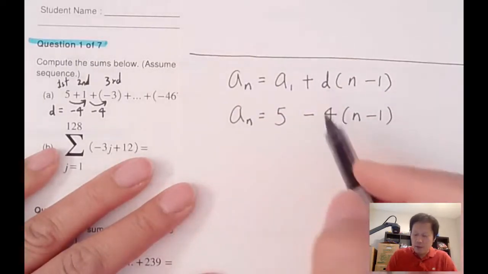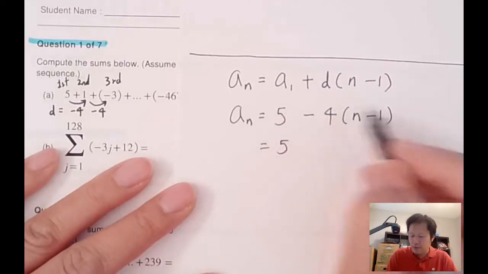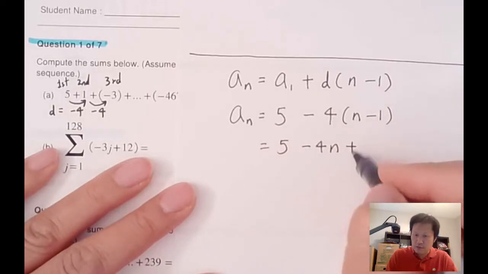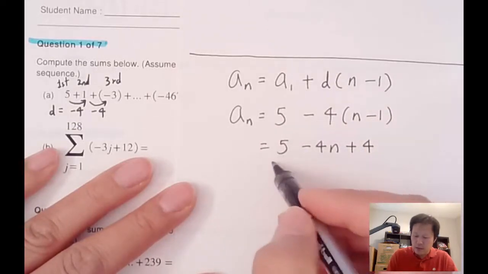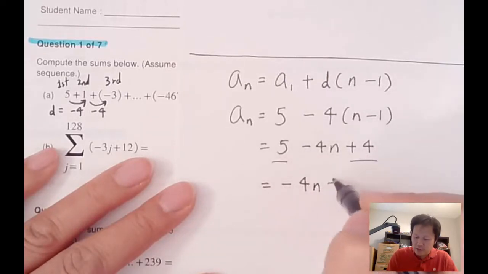Let's simplify it here. So 5 plus minus 4 times n minus 4 times minus 1, plus 4. Combining like terms, 5 plus 4 is 9, so minus 4n plus 9 is a sub n.